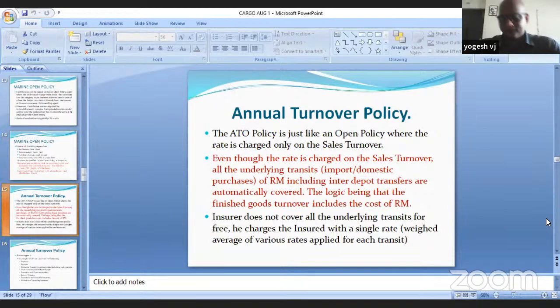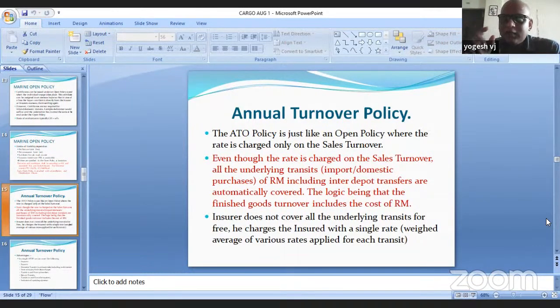Now, how does the annual turnover policy work? The most important thing about this policy is that once it is issued, the underwriter has to simply rest. He has to do nothing, because there is a provision under the annual turnover policy that even if a declaration is not given, it is fine. But the actual work is during the designing of the policy.